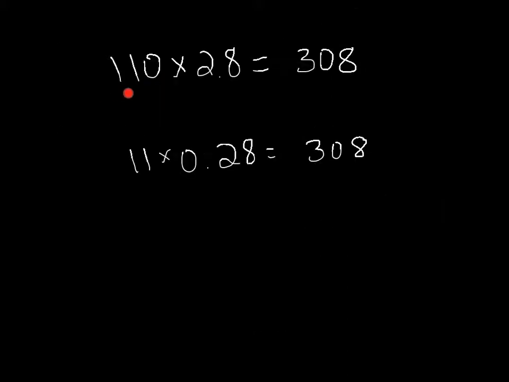For this first problem, 110 times 2 and 8/10, I would like you to turn and talk with your math partner about where the decimal place would go in the answer and how you would know it would go there. If you said it would go after the 8, you are correct. Now let's look at the next one, 11 times 28 hundredths. Turn and talk again with your math partner about where the decimal place would go now and how you know it would go there. If you said it would go between the 3 and the 0, you are correct.